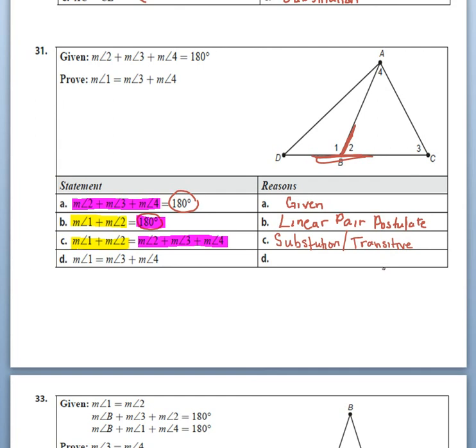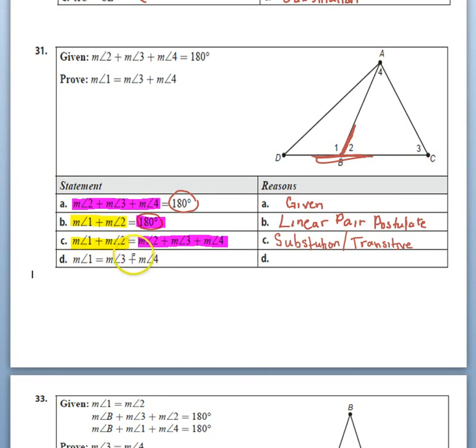Okay, so let's take a look at statement D. This is where we're going to stop this proof because this is what I wanted to prove. This statement matches the statement that I wanted to prove. So you know you're done when you've arrived at the proof statement, okay? Because that's your goal. So once you're there, you can stop. The tricky part is getting there.